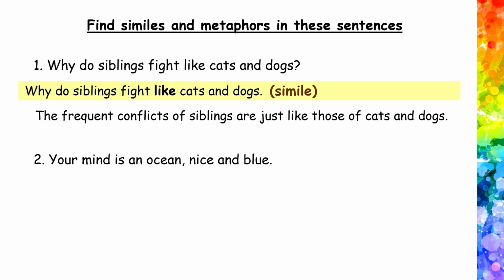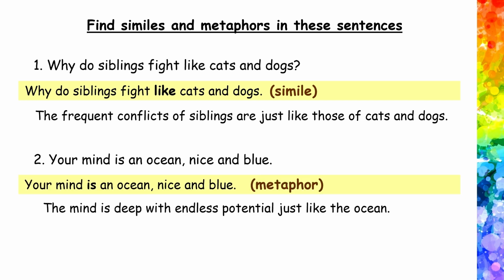The second sentence says, your mind is an ocean, nice and blue. Here, the human mind is being equated to the ocean by saying that the mind is an ocean. This is a metaphor that implies that the human mind is deep and has endless potential, just like the ocean.